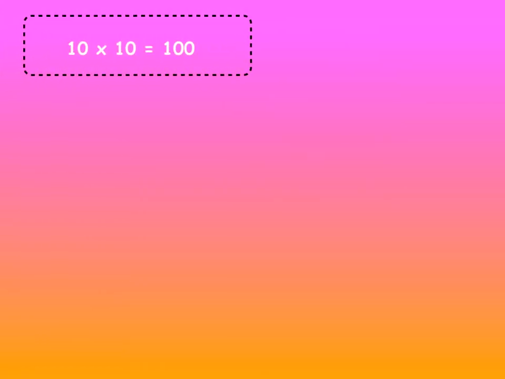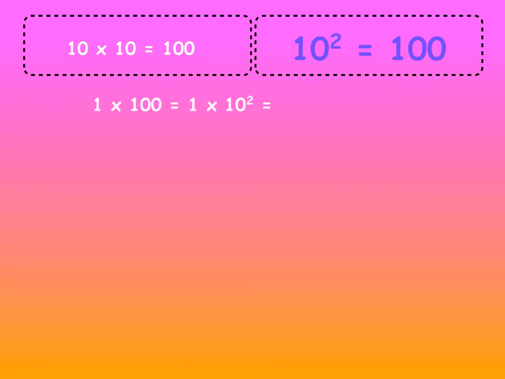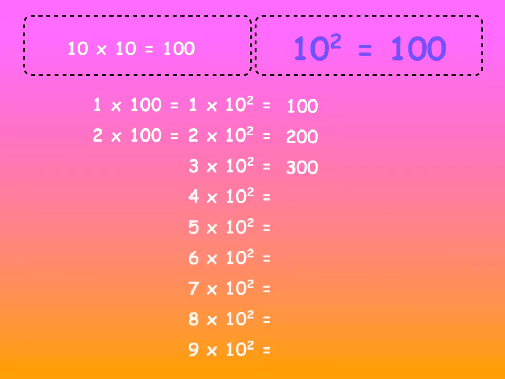So 10 times 10 is 100. 10 to the 2nd power is 100. 1 times 10 to the 2nd power is 100. 2 times 10 to the 2nd power is 200. And 3 times 10 to the 2nd power, 300, and so on.